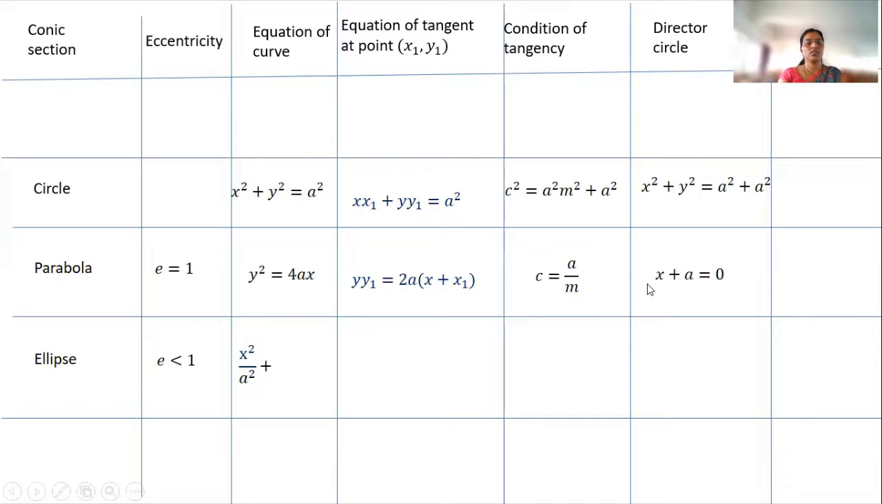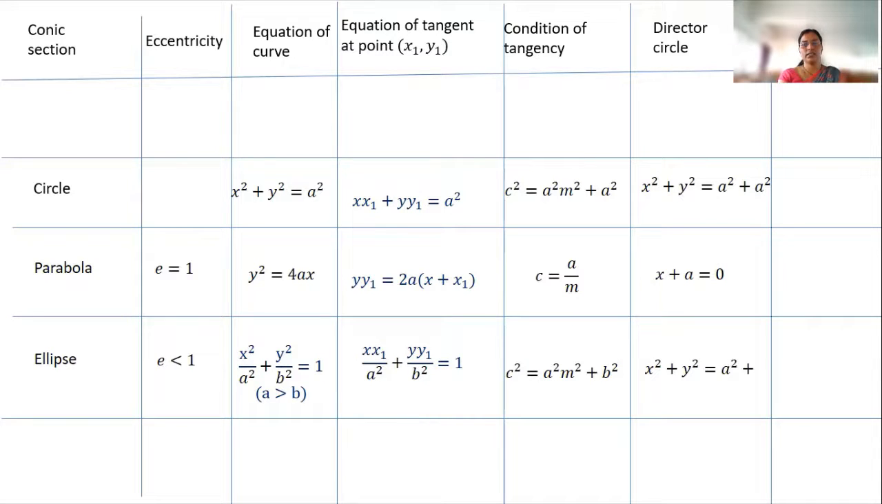Equation of the ellipse is x square upon a square plus y square upon b square is equal to 1, where a is greater than b. Its tangent equation is xx1 upon a square plus yy1 upon b square is equal to 1. And condition for tangency of the ellipse is c square is equal to a square m square plus b square. And equation of the director circle is x square plus y square is equal to a square plus b square.